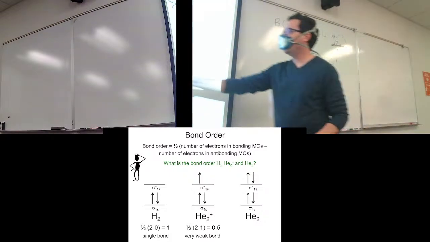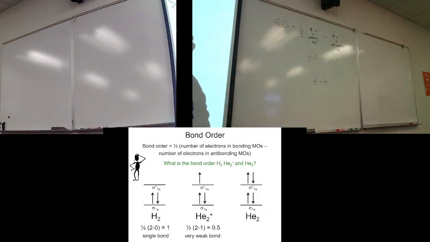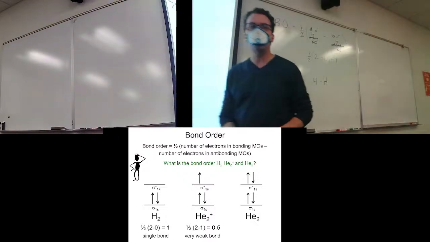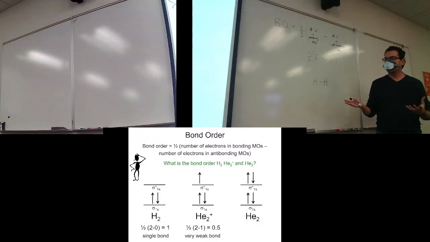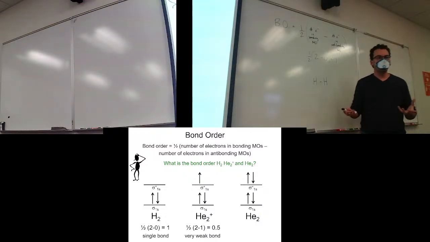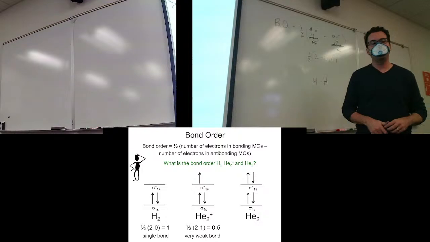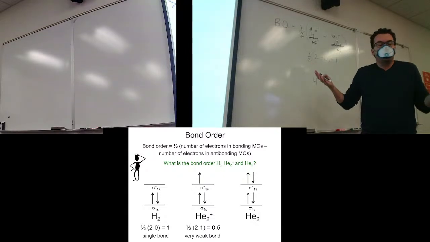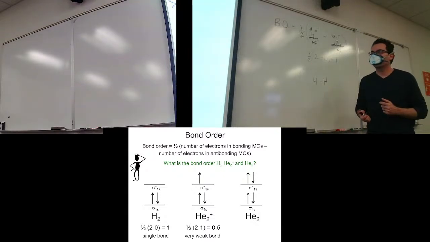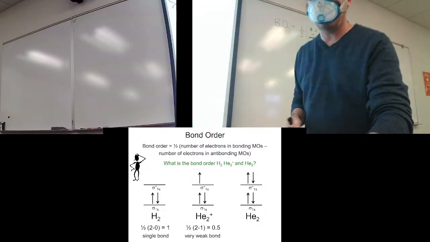2 electrons in bonding MOs minus 1 electron in anti-bonding molecular orbitals times a half. I get a half of a bond. So this molecular orbital theory can predict that there is going to be a weak bond between a helium atom and a helium ion, which you wouldn't be able to figure out from Lewis structures. So this is already one advantage of MO theory.